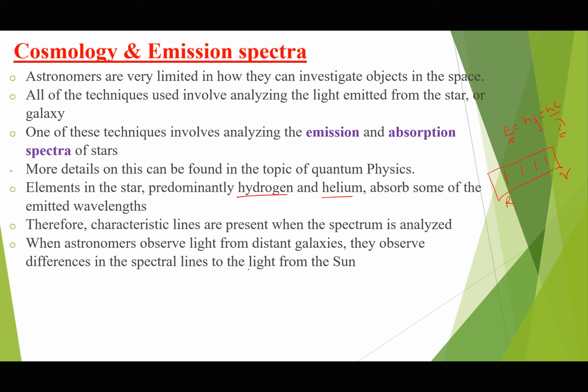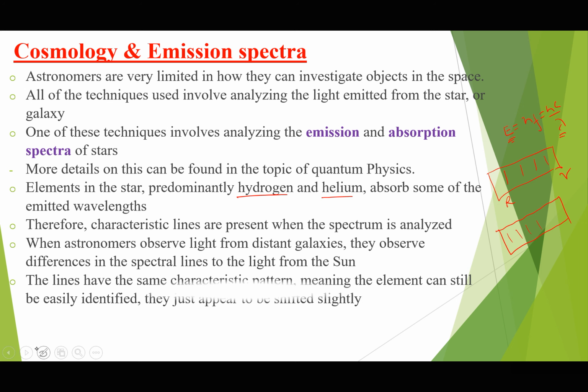When astronomers observe light from distant galaxies, they observe differences in the spectral lines compared to the light from the sun. If you observe the dark lines in light coming from distant galaxies, and compare them with the dark lines in light coming from, say, the sun, which is our star, or a star in the Milky Way galaxy, it's like there is a difference. These lines are very important because the lines have the same characteristic pattern, meaning that the element can still be easily identified by astronomers. They just appear to be shifted slightly.